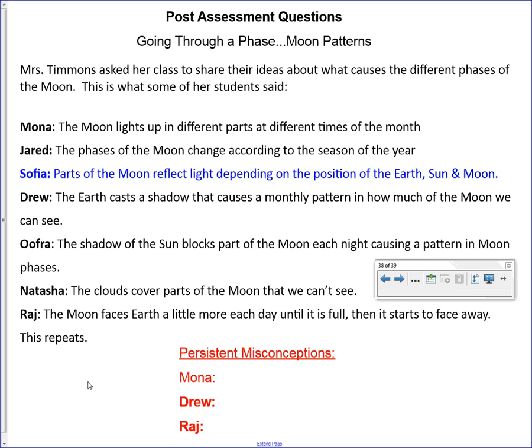Some common misconceptions that I saw on your answers are Mona, Drew, and Raj, Raj being the high number. The moon faces Earth a little more each day until it's full, and then it starts to face away. This repeats. This would be true if the moon itself were emitting light, but the moon is just reflecting light. It's like a big mirror. So the same amount of moon faces the Earth every day. What changes is the amount of light that we see reflected off its face. There's parts of this that make sense, but it would only be true if the moon was the source of the light, not a source of reflection.